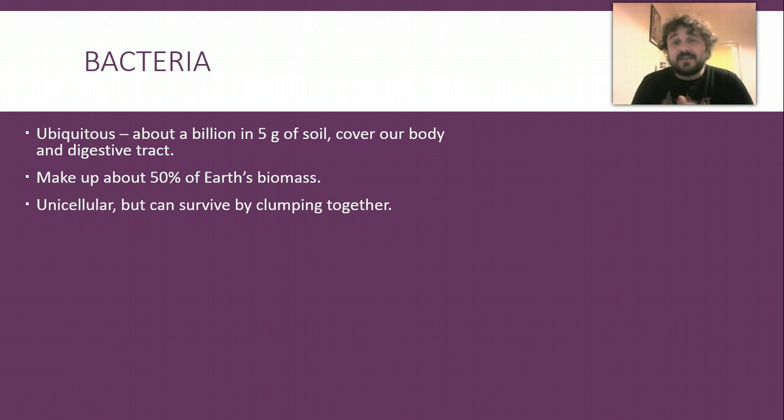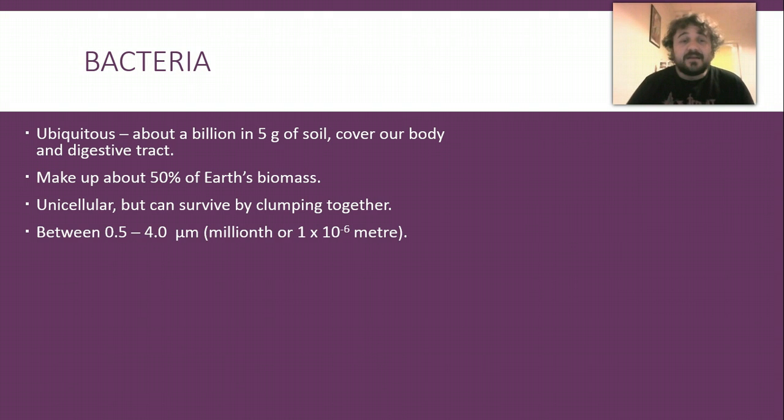All right, they're unicellular, so they have one cell for each organism, but they can survive by clumping together. They're about 0.5 to 4 micrometers in size. Now, a micrometer is a millionth of a meter, or 10 to the minus 6 of a meter. They reproduce asexually by binary fission. Now, there are other ways they can do this, but that's the key way. All right, so this means that one cell is identical to its parent cell, unless there's a mutation, but we'll get further into that when we cover antibiotics.